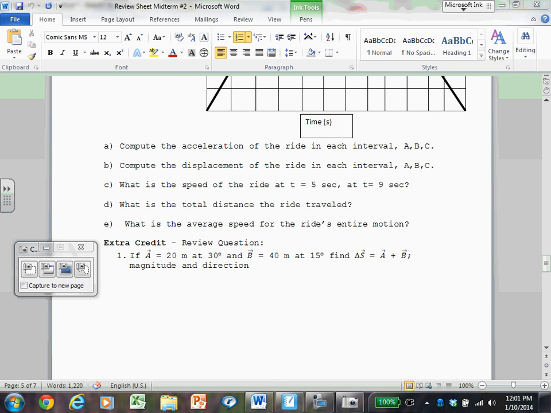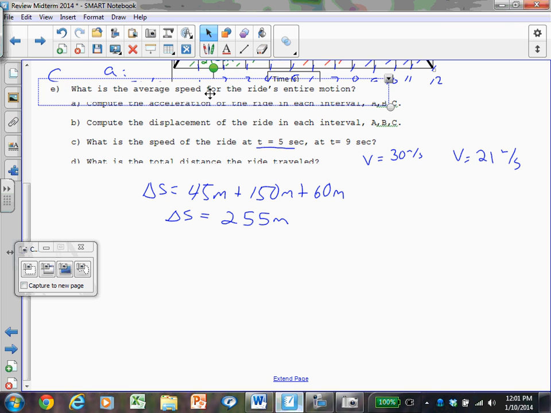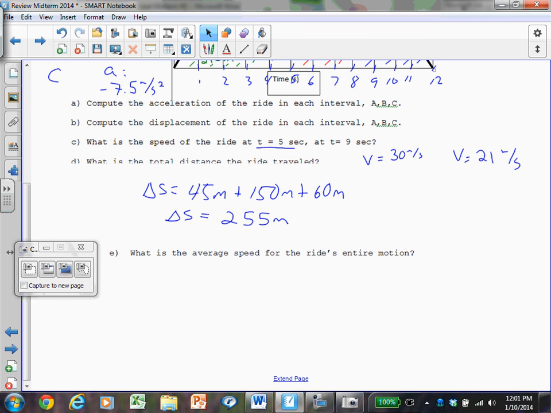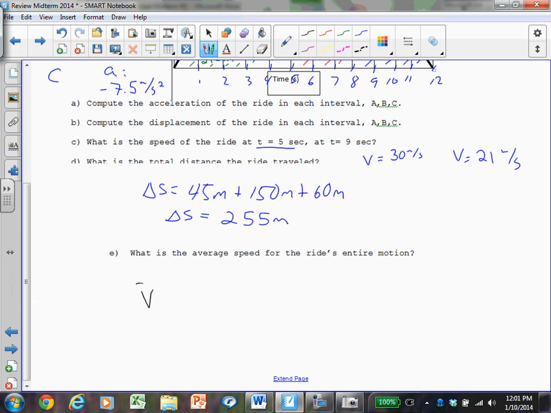So to get the average speed for the entire motion here, you just do delta S over delta T. You take your total distance traveled and your total time, which was 12 seconds, and you calculate it that way. 21.25.